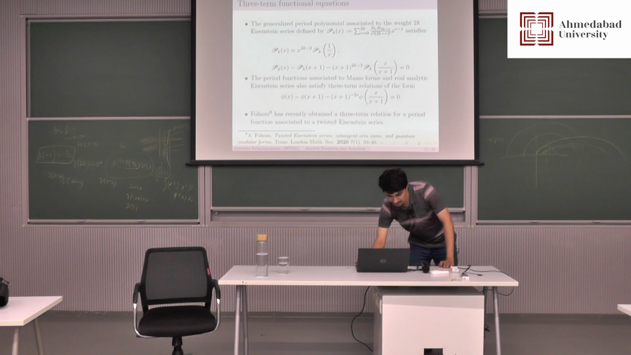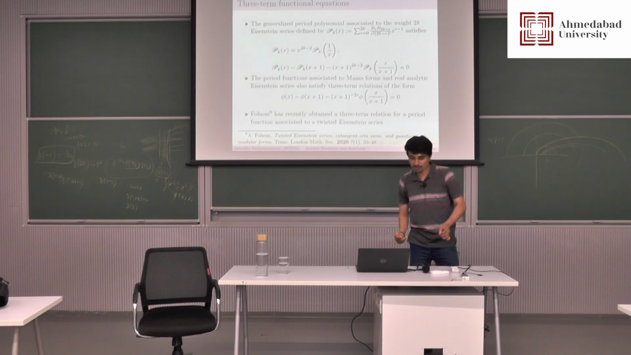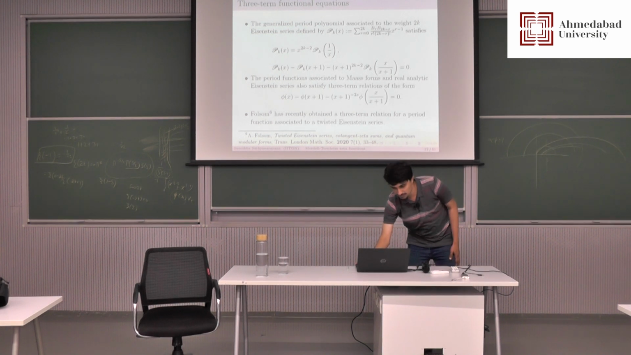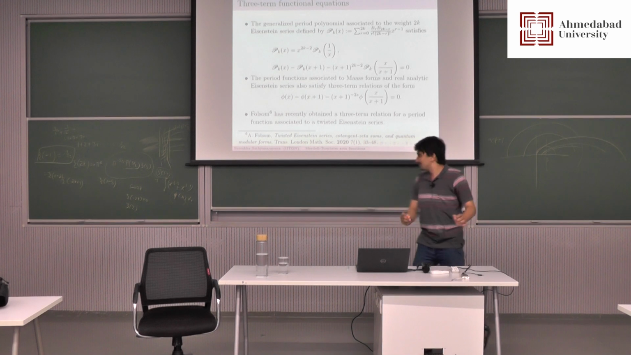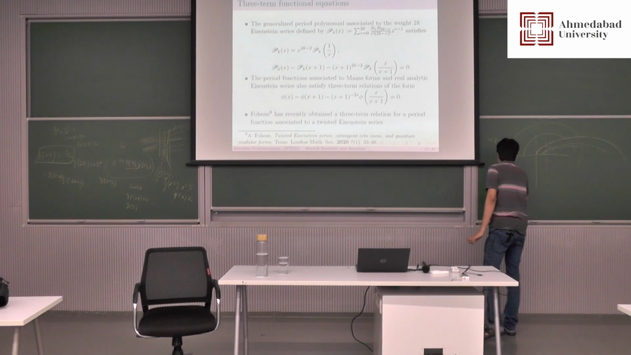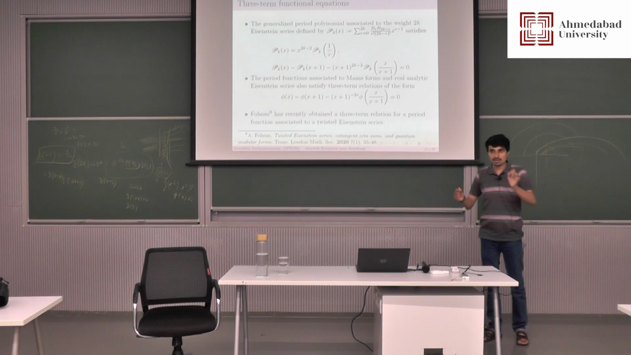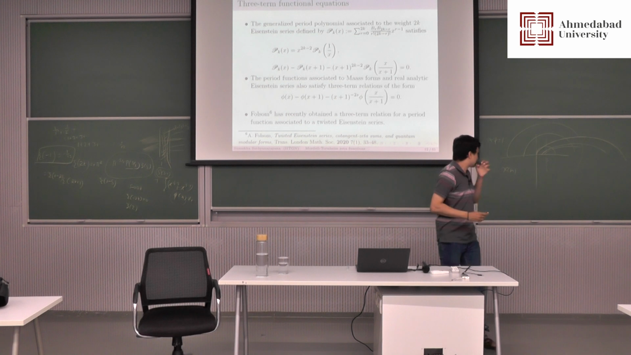And Folsom proved that the period polynomial associated with twisted Eisenstein series will also satisfy this three-term equation. So now you have three examples which satisfy it. What is twisted? You just have a character twist. So you will have Eisenstein series, where the Fourier coefficients are just multiplied by a character.